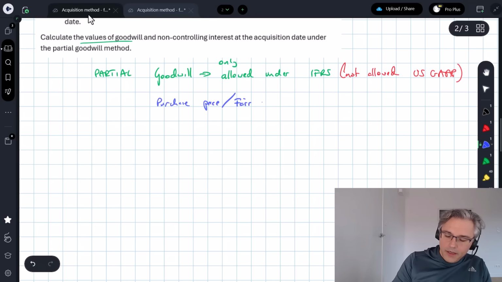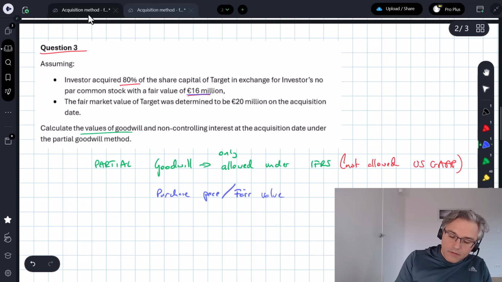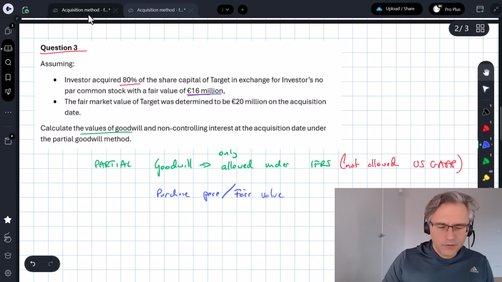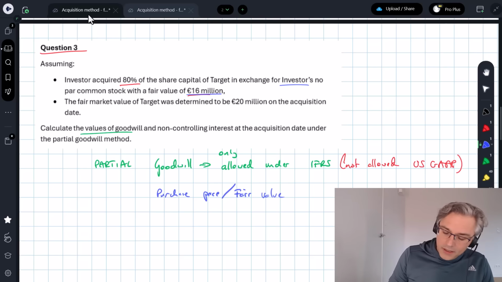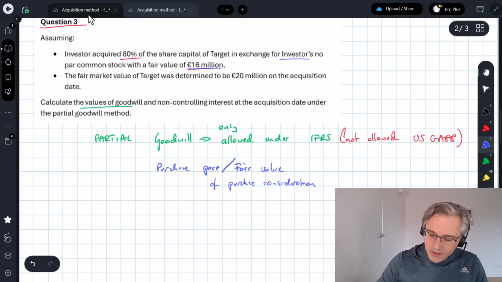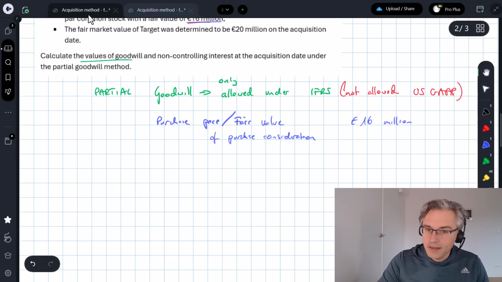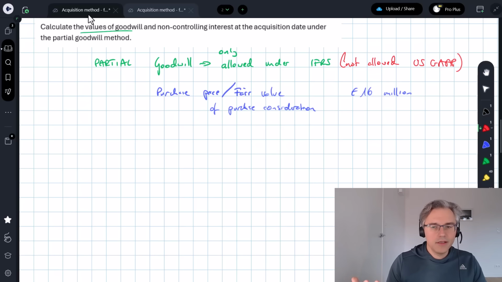Remember, we're not paying in cash in question 3. Instead of paying in cash, the investor is paying with their own shares. So we take the fair value of the so-called purchase consideration. Purchase consideration is a synonym for how much you give to the other side, and it's 16 million. So don't be surprised to see questions use that term, purchase consideration, instead of price. It's a more fancy and universal way of saying price paid.